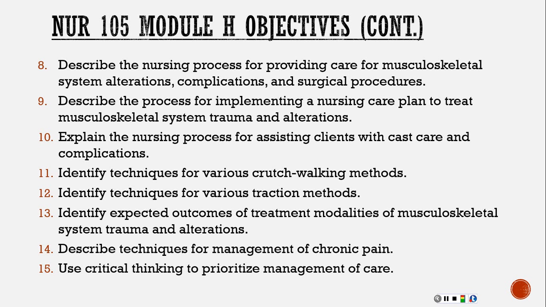Next, we've got cast care and the complications that go with that. Identify techniques for various crutch walking methods and also the various traction methods. Identify expected outcomes of treatment modalities of musculoskeletal system trauma and alterations, and then describe the techniques for managing chronic pain. Also, use critical thinking to prioritize management of care.